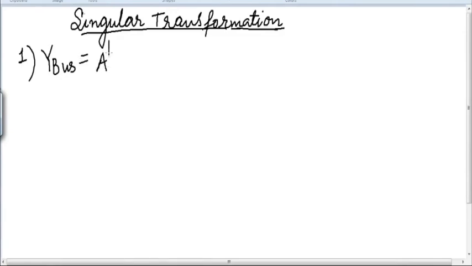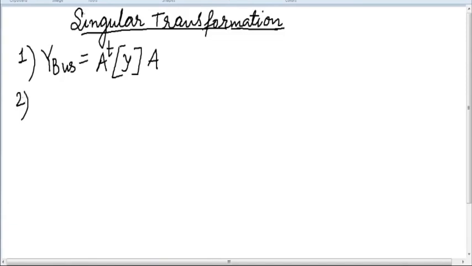A transpose Y A. I will explain each and every formula which is written here. First of all, let us write all these formulas. Then we will see what all these formulas represent and what we have to do exactly with all these formulas. So we will come to know everything one by one.